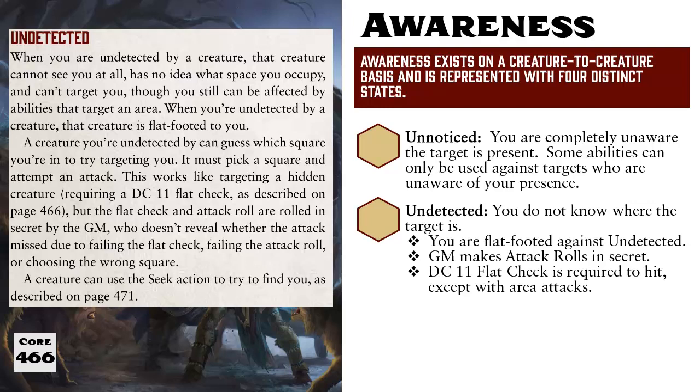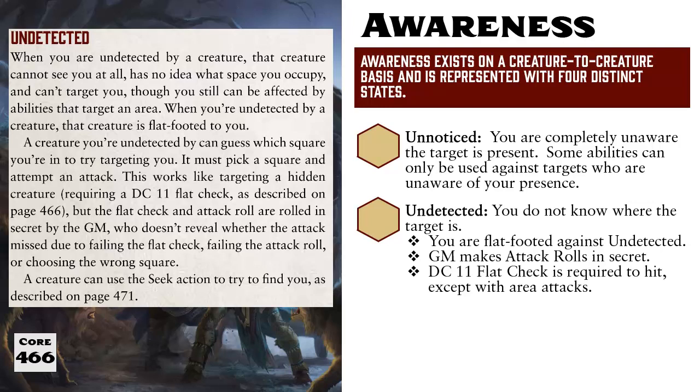For example, you're in a dark cave and you hear the sounds of movement nearby, but you can't see what's making the sounds or know exactly where they are. In that case, that creature would be undetected. When dealing with an undetected target, you are flat-footed against all of their attacks, and although you can't see them to attack them directly, you can take your best guess as to which square they occupy and attack into that space. When you do so, the GM will make your attack roll for you in secret, as well as also rolling a flat check versus DC 11.